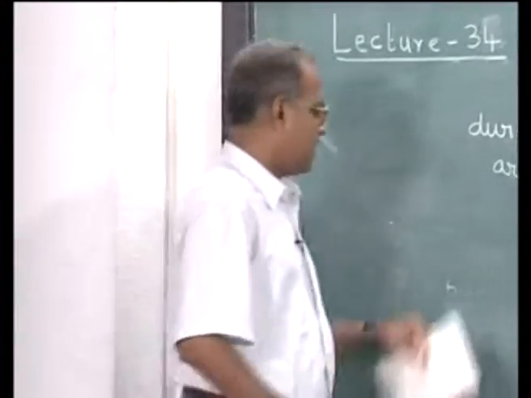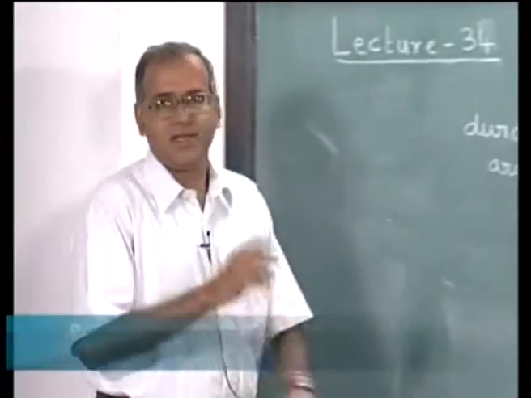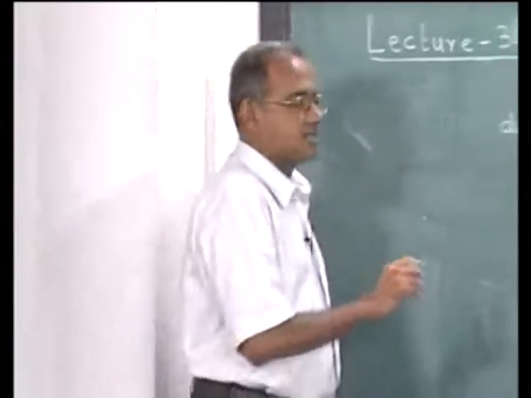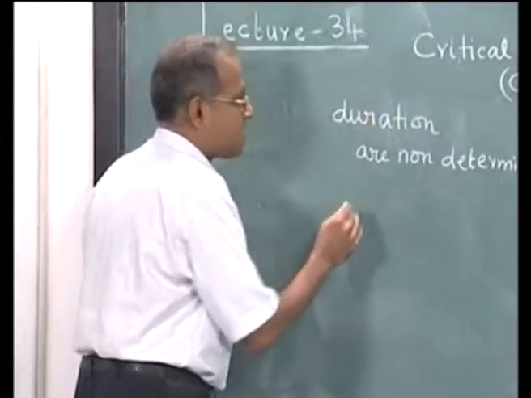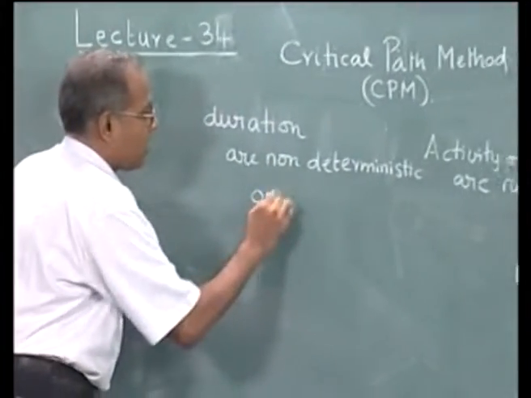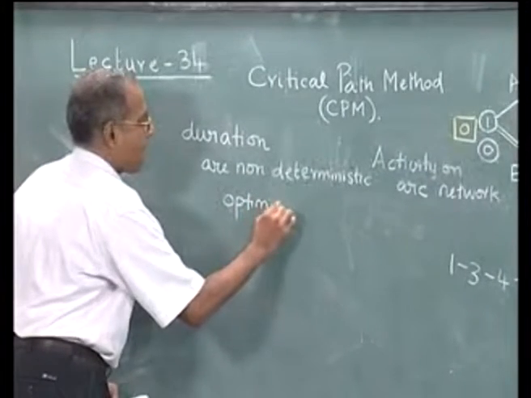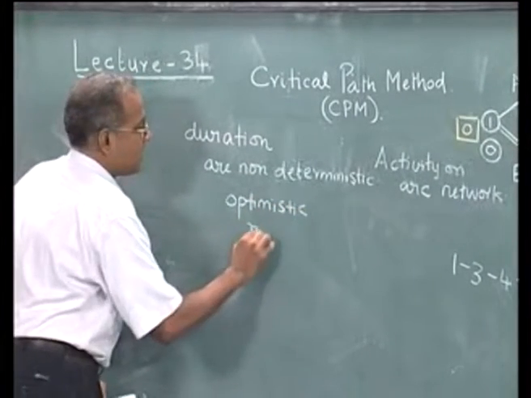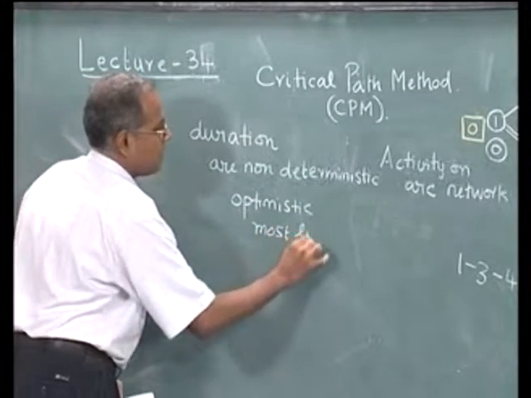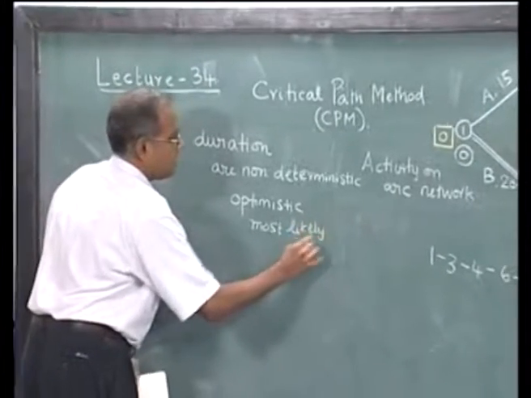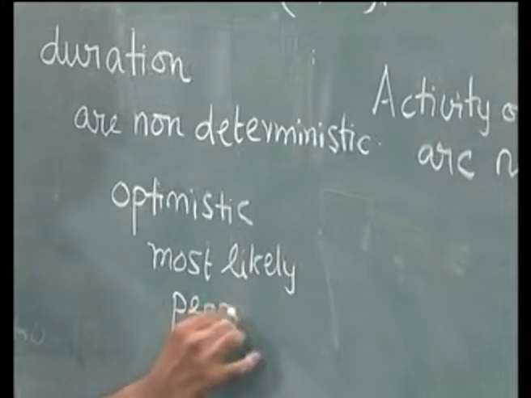Whenever they cannot be estimated accurately, it is customary to look at distributions, and instead of fitting a distribution, it is also customary to fit 3 estimates of the duration, which are called the optimistic estimate, the most likely estimate, and the pessimistic estimate.